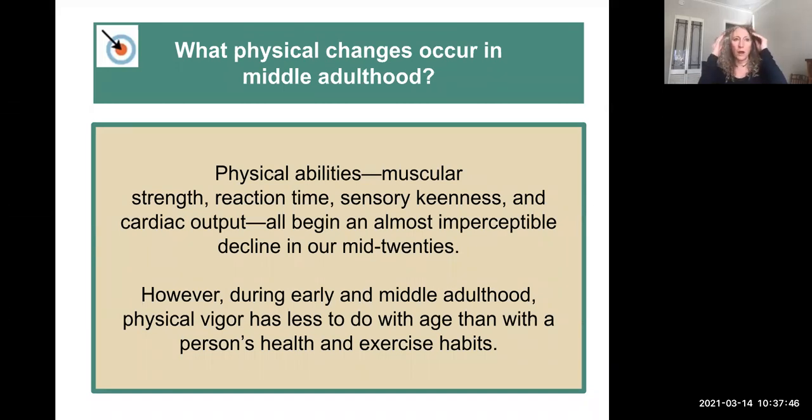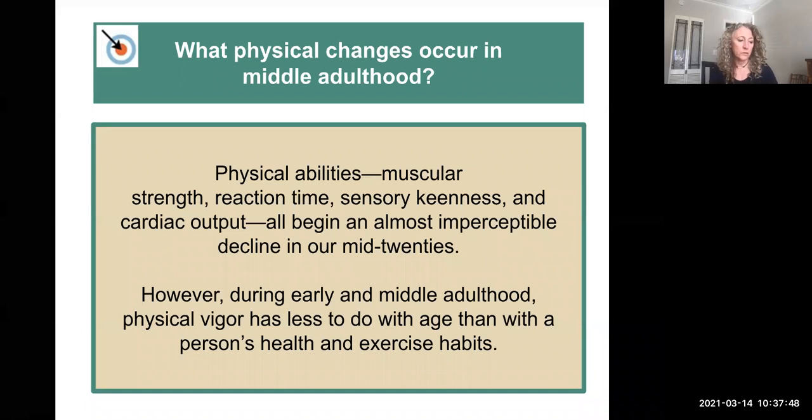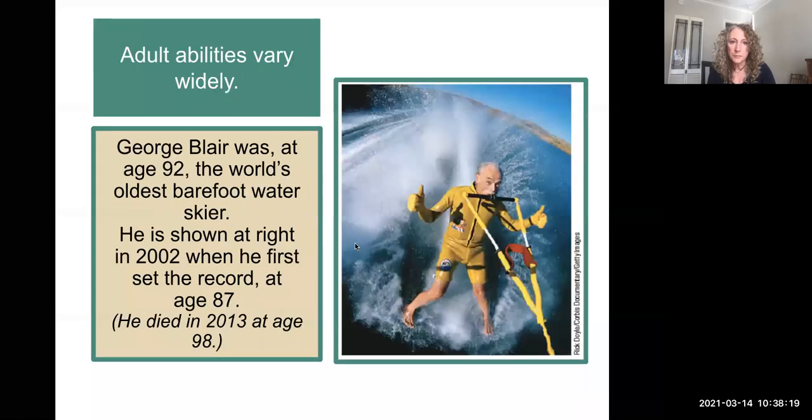When we talk about our height, for some people it's our 20s, and when it comes to athletic ability, that's going to be your peak, but not always, right? However, during early and middle adulthood, physical vigor has less to do with age than with a person's health and exercise habits. So we want to remember, yes, there are changes that occur, but how you take care of yourself, your healthy lifestyle, exercising, and physical and psychological well-being are going to play a big role.